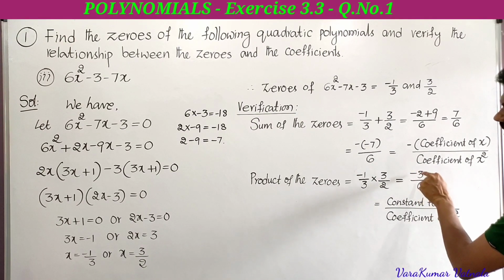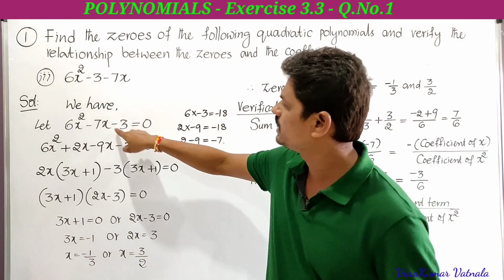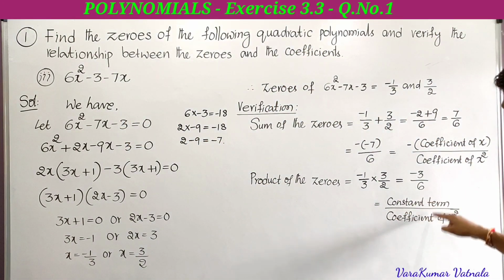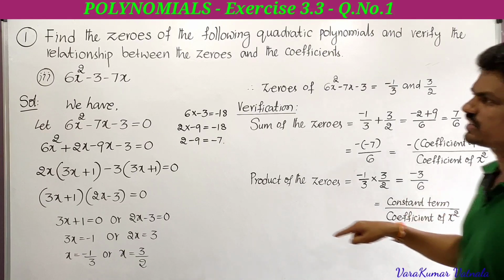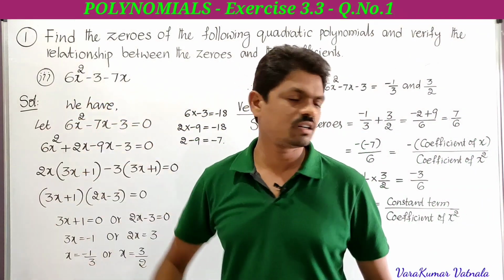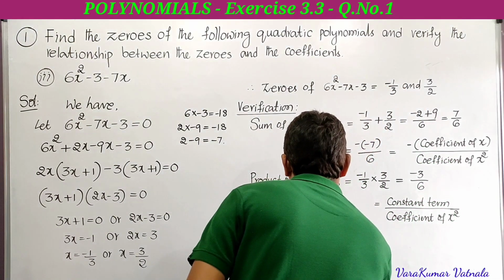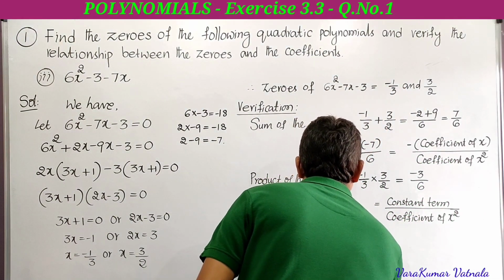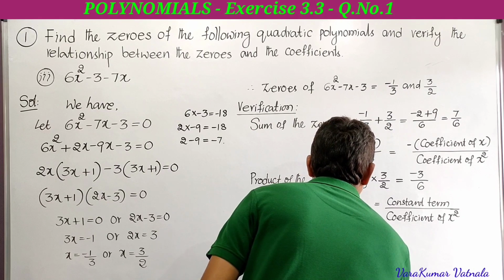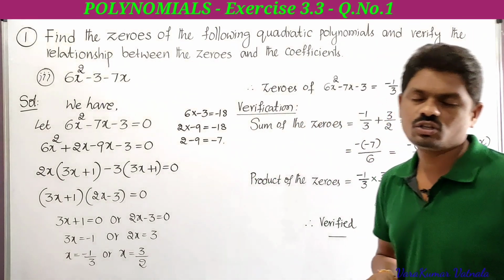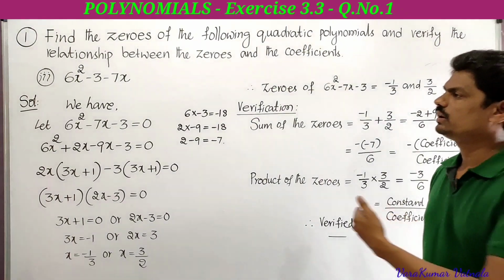So here, what is this minus 3? It is the constant term. Minus 3, the constant term, divided by 6. What is 6? The coefficient of x square. Yes, therefore we have to write verified. Therefore verified the relationship between the coefficients and the zeros of the given quadratic polynomial.